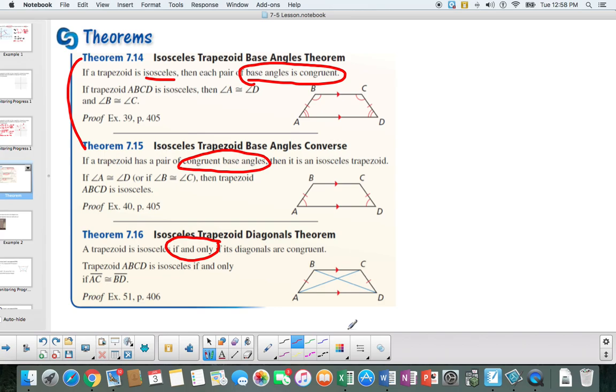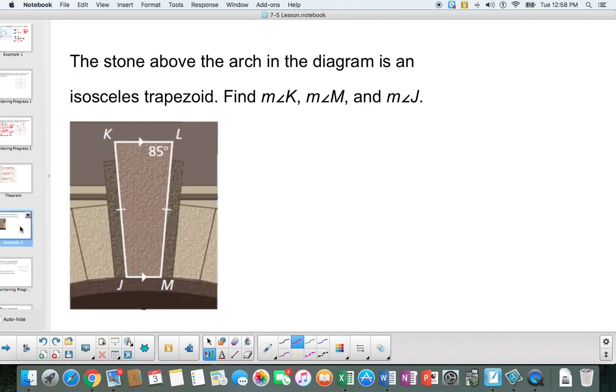Now that happened with a rectangle, but unfortunately these diagonals are not going to bisect each other like they did in the parallelogram. Let's go ahead and try to find the angles for this isosceles trapezoid. Now remember, the base angles are congruent, so that means this angle will be 85 degrees. Now these are parallel lines, so these two consecutive angles will be supplementary, which means this is going to be 95 degrees, and again this will be 95 degrees because these are base angles.